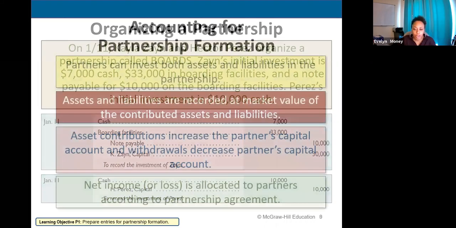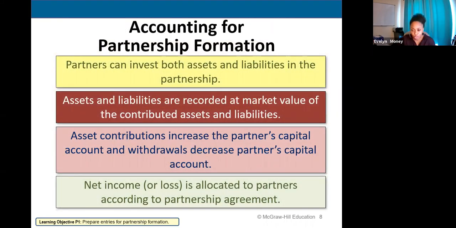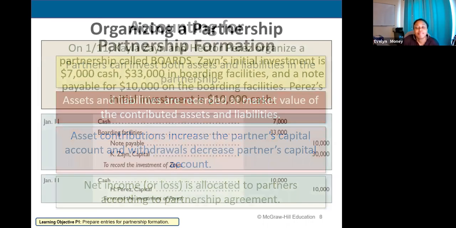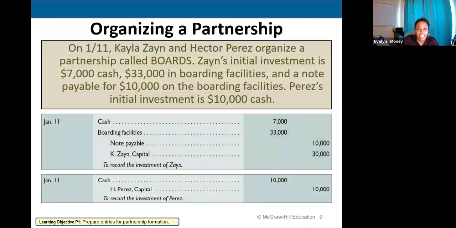And when I say silent, I mean the partnership agreement says nothing about how income should be allocated. So let's look at this example. We have Kayla Zane and Hector Perez organizing a partnership. Zane's initial investment is $7,000 cash, $33,000 in boarding facilities, and a note payable for $10,000 on the boarding facilities. We see Perez is only bringing in an initial investment of $10,000 cash.